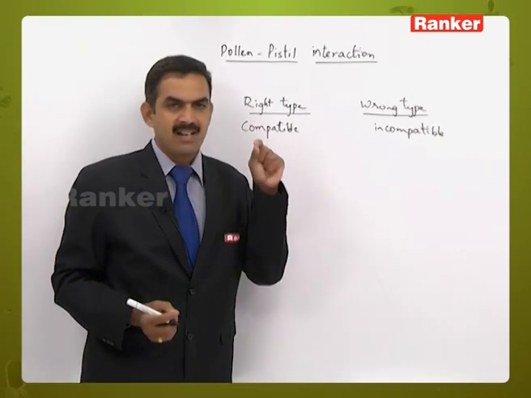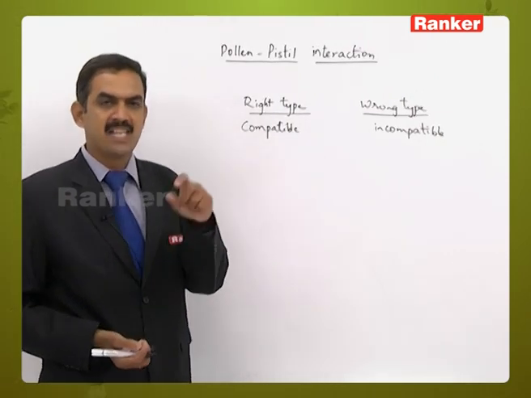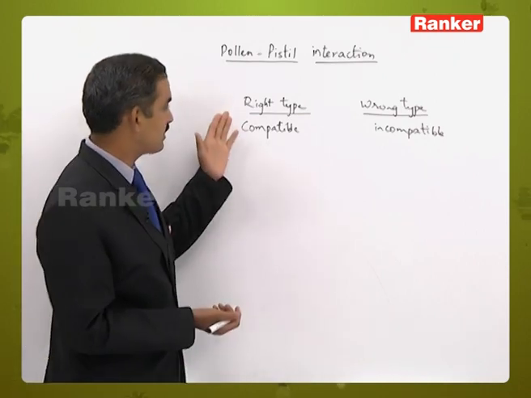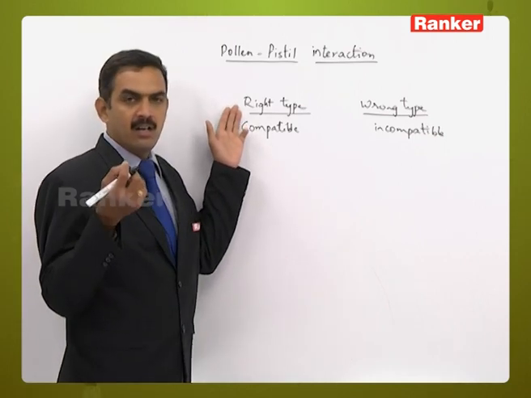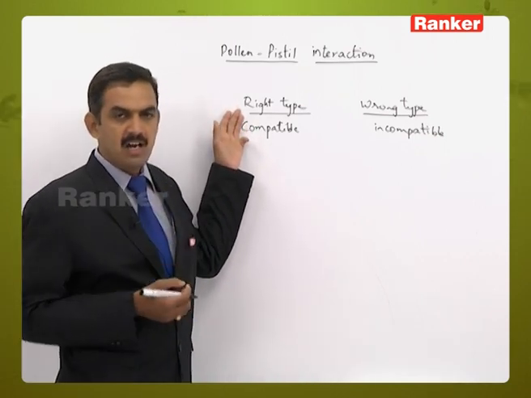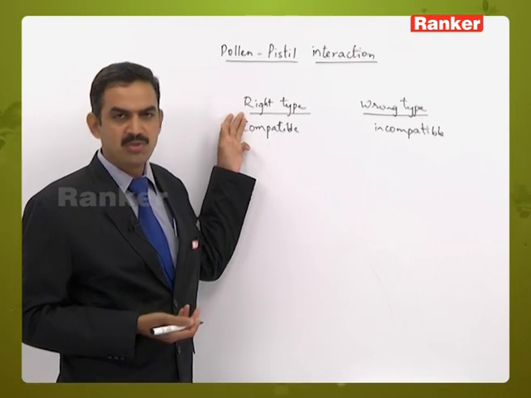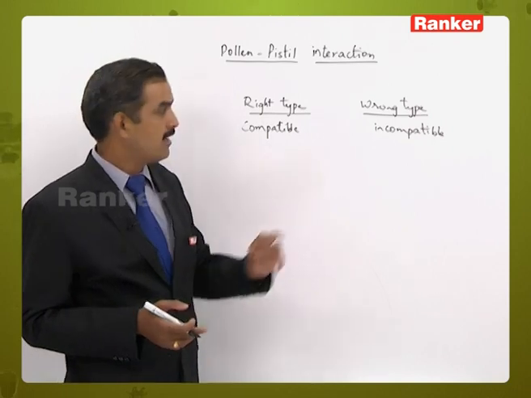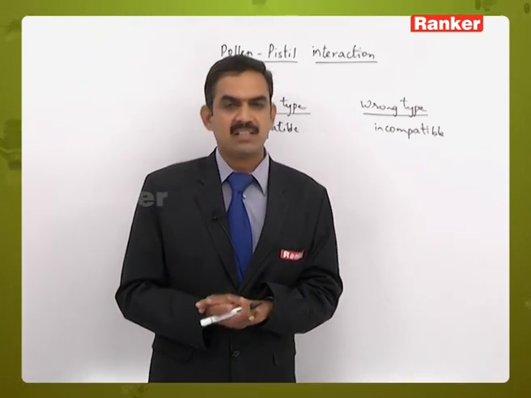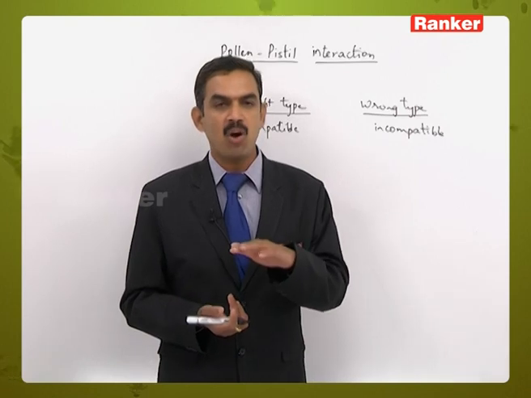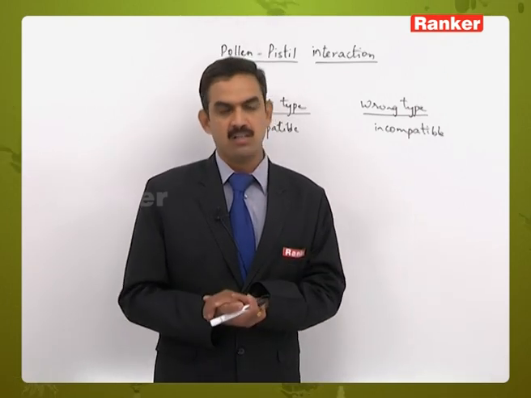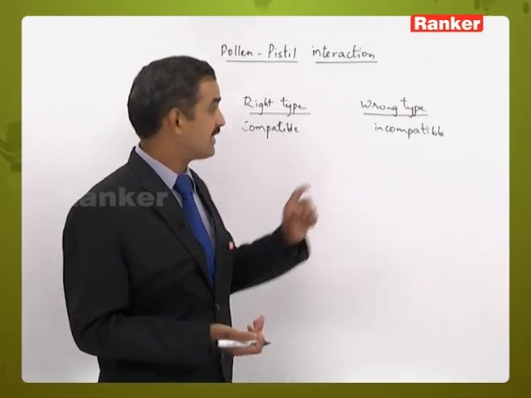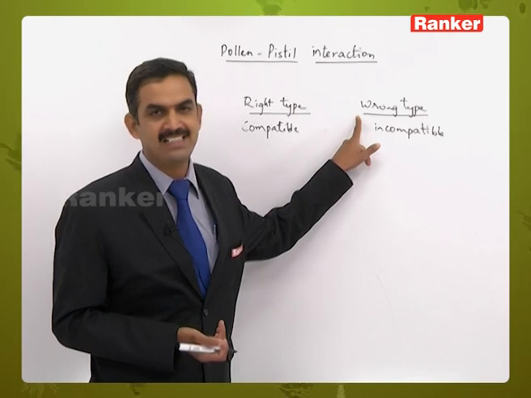When pollen grains are transferred from the anther to the stigma of the same flower or the stigma of another flower belonging to the same species, the stigma allows the pollen grain to germinate on it. Then it is called the right type, or compatible. In the other case, when pollen grains are transferred from the anther to the stigma of a different species, the stigma will not allow the pollen grain to germinate. That is what we call the wrong type, or incompatible.